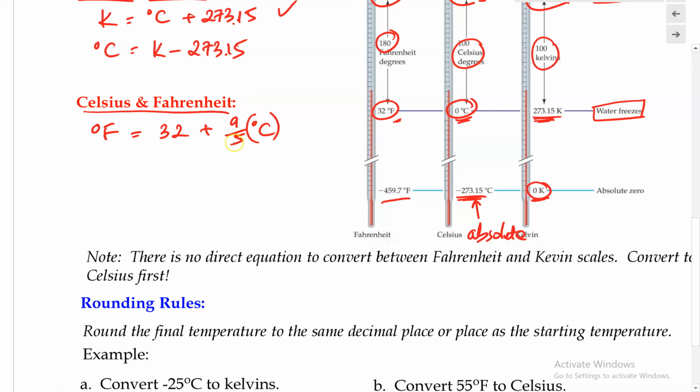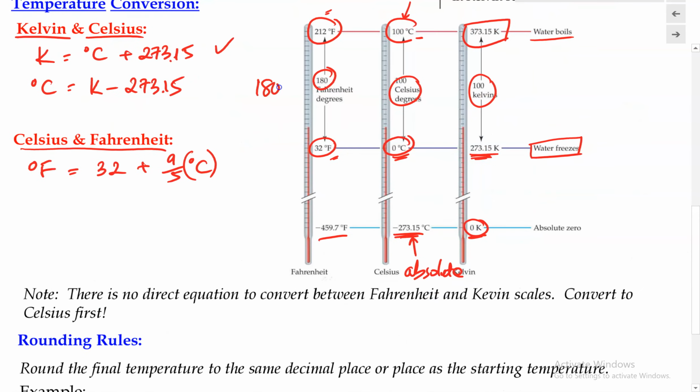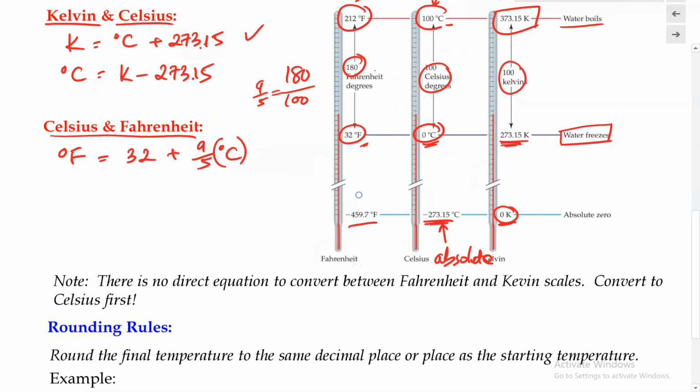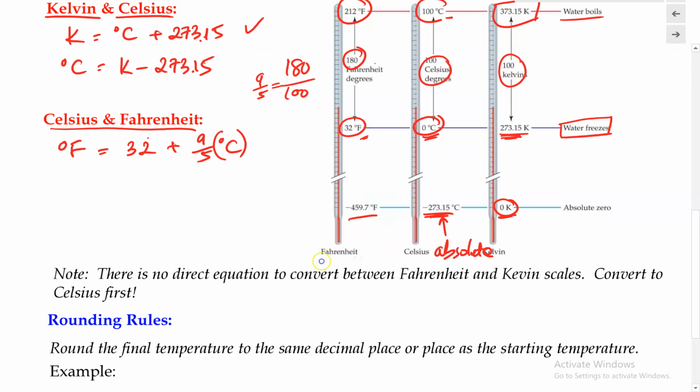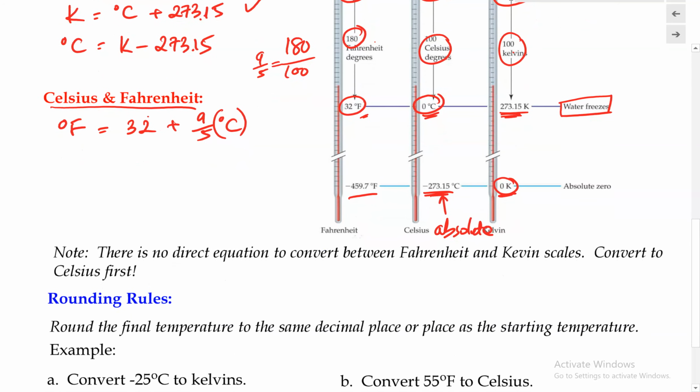This 9/5 right here is due to the fact that a 1 degree increment in Celsius is equal to 9/5 the increment in Fahrenheit. And the reason why is as follows: 180 here and 100 over here. So we can reduce this to 9/5. So that's where that 9/5 comes from. And this is an exact value. And 32 is also an exact value as well. So that's how we would convert between the Fahrenheit scale and the Celsius scale.